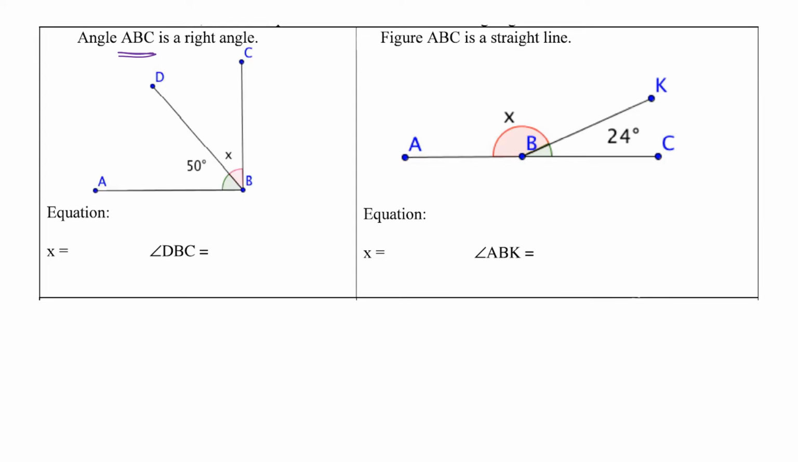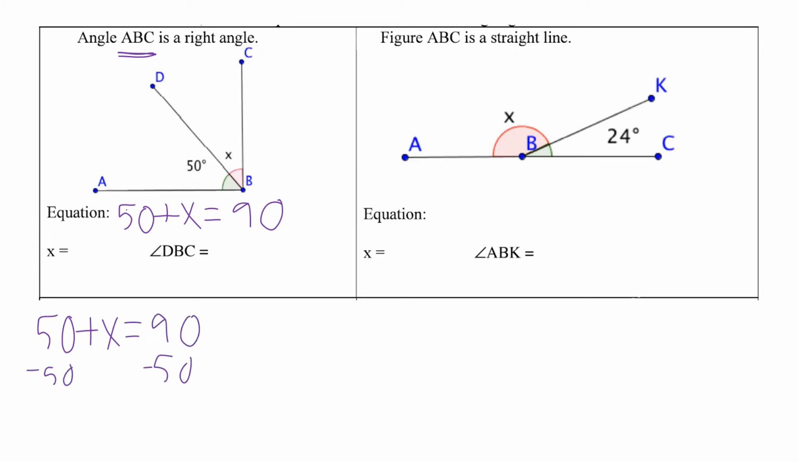Unless you're told, you can never assume that it's a right angle, even if it looks like it. So we know ABC is a right angle. It wants us to find the equation in order to solve for x. Well, if it's a right angle, that means they're complementary, so they add to 90. So our equation is going to be 50 plus x equals 90. I'm going to solve it using our equation steps. Subtract 50 from both sides, so x equals 40. x has to be 40 degrees.